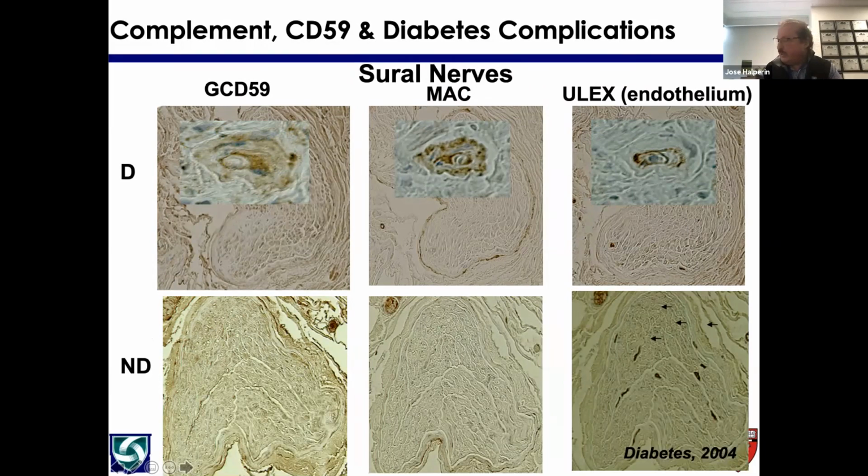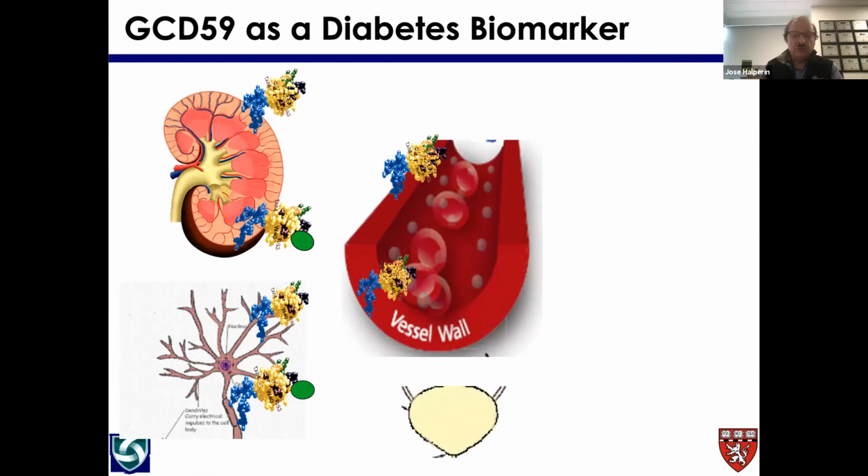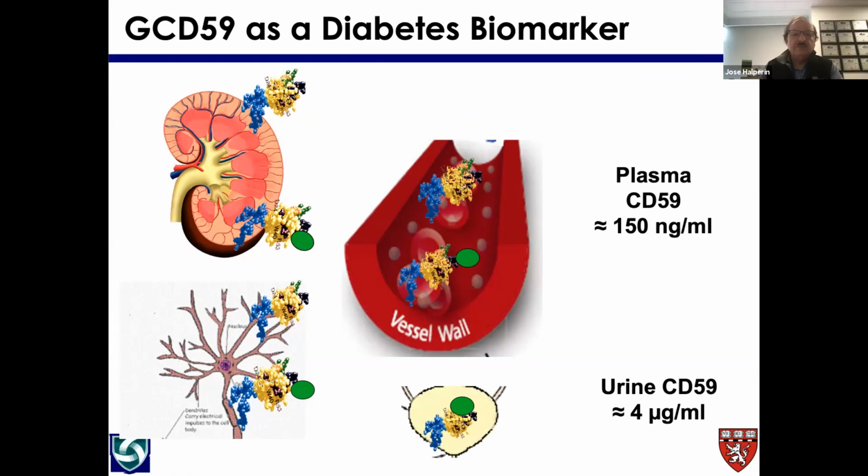So now I will refer to glycated CD59 as a biomarker in diabetes. As I mentioned before, CD59 is universally expressed in all cells. From there, it can detach and go into the circulation. In the circulation, it can be found at levels of about 150 to 200 nanograms per ml, and also in urine, 4 micrograms per ml.